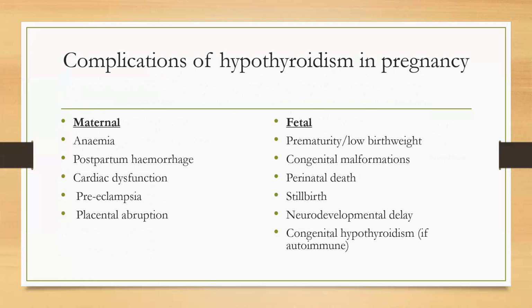So, complications of hypothyroidism in pregnancy. In the mother, there is anemia, postpartum hemorrhage, cardiac dysfunction, preeclampsia, and placental abruption. So we will see all these things and do our antenatal management to prevent these complications. In the fetus, the baby has prematurity and low birth weight, congenital malformations, perinatal death, stillbirth, neurodevelopmental delay, and congenital hypothyroidism is autoimmune.